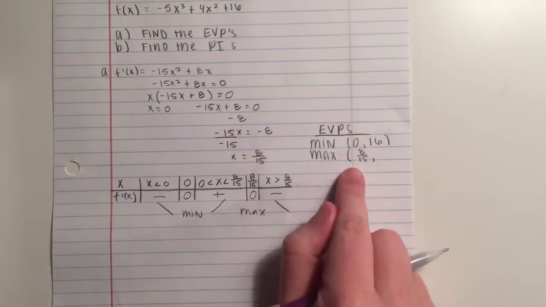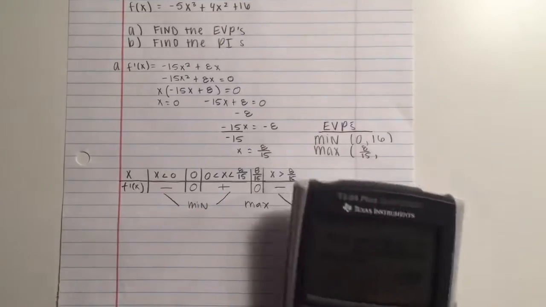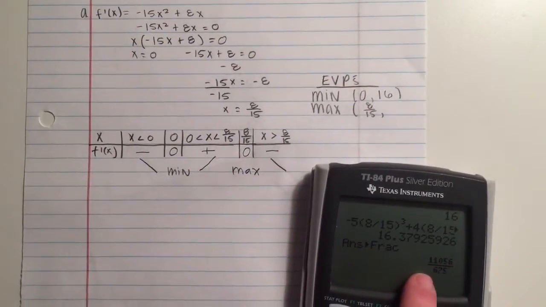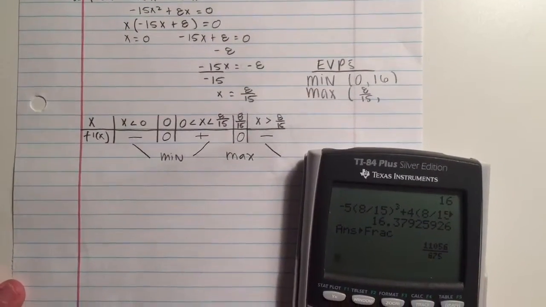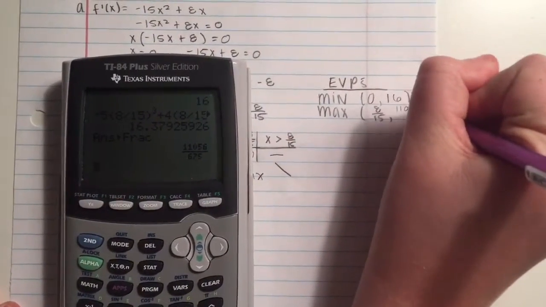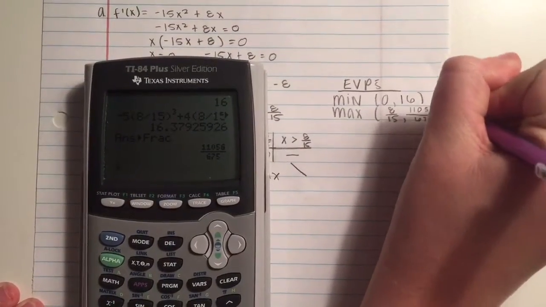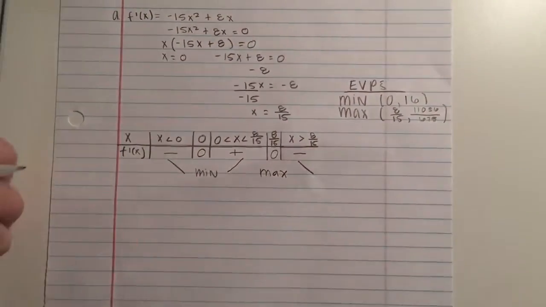The last thing we're going to do to find our EVP values is look at the maximum, and we're going to plug in 8/15 into the original function up here to get our y value. It's going to come out with a decimal, but as a fraction, it's going to be a really ugly number. It's 11,056 over 675 as your y value. And there you have your EVPs.